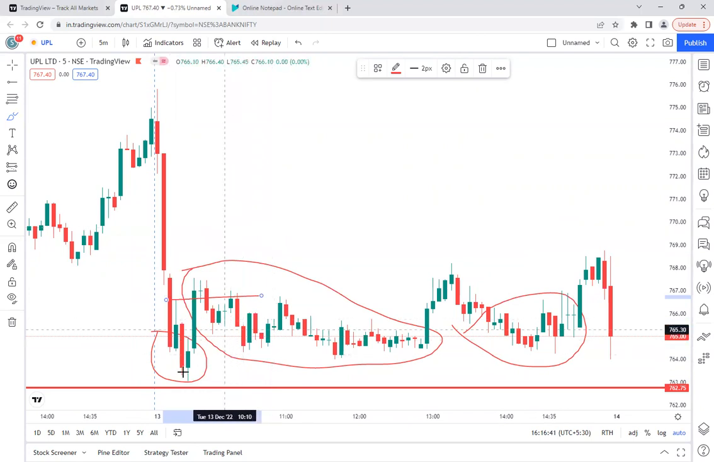So before reaching that support, those who have taken intraday positions, mainly intraday positions only, will be taking them here, because this is a small move.